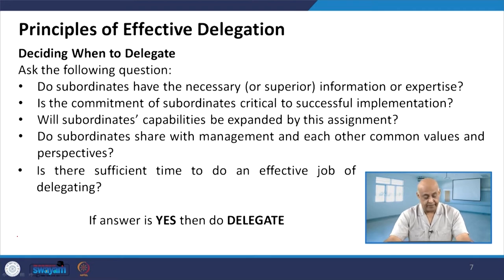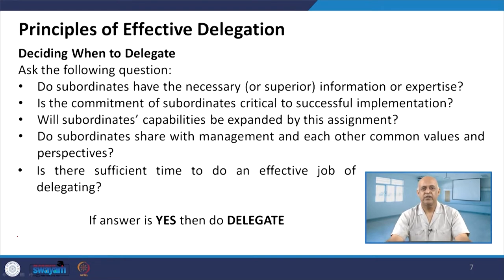And therefore, whenever the subordinate is expanding these capabilities, definitely he will be happy. Do subordinates share common values and perspectives with management and each other? This is also very, very important. We have talked about personality and leadership. So the followers and team members also have their own personality. Some will have a personality like horses. They are powerful, and whenever they are given a direction, they follow it and do it, right?